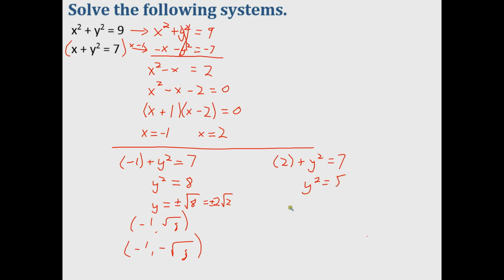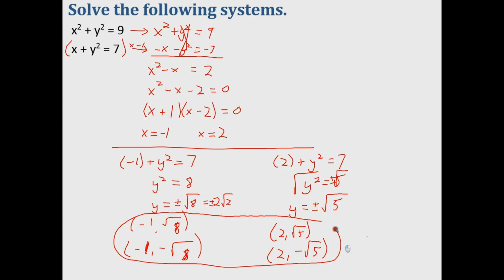Take the square root of both sides. And when we take the square root of both sides, we have to put plus or minus. So we have y equals plus or minus root 5. Which means when we put 2 in, we either got positive root 5, or we got negative root 5. And so in this case, you see that there are 4 solutions: -1 root 8, -1 negative root 8, 2 root 5, and 2 negative root 5. So we have 4 answers there.